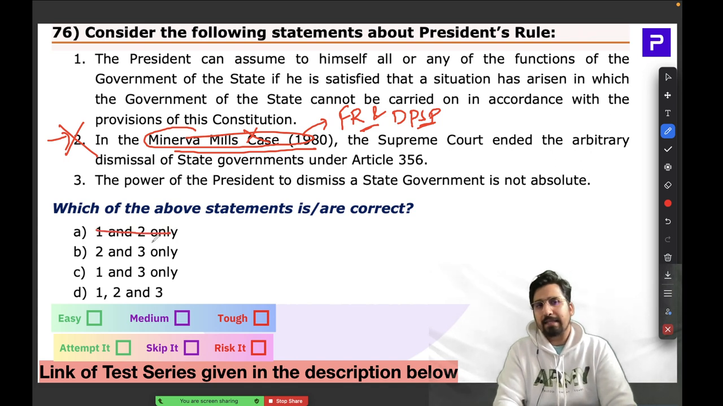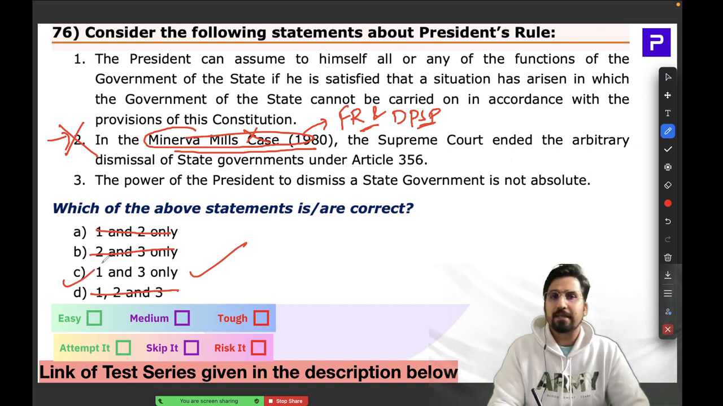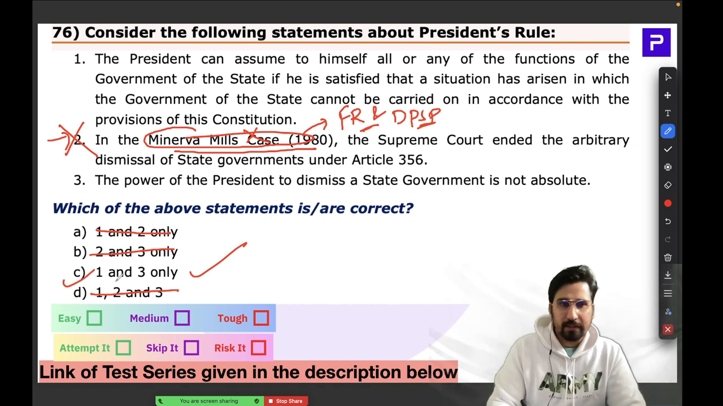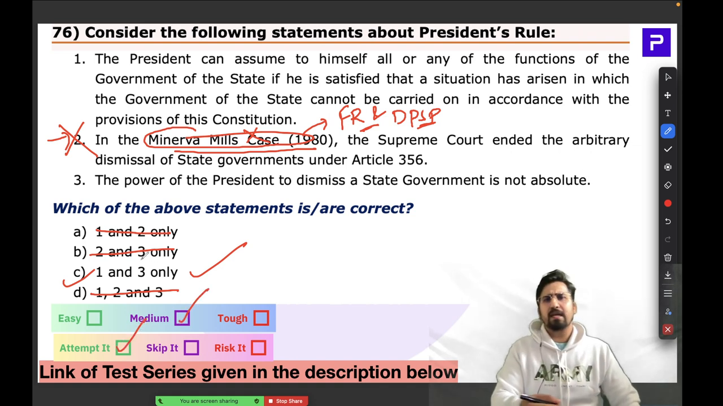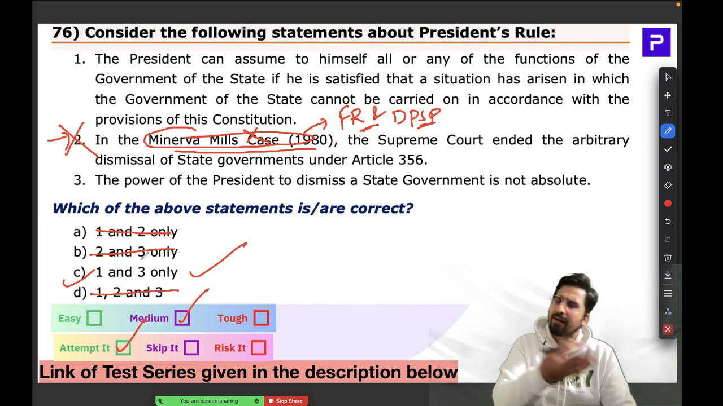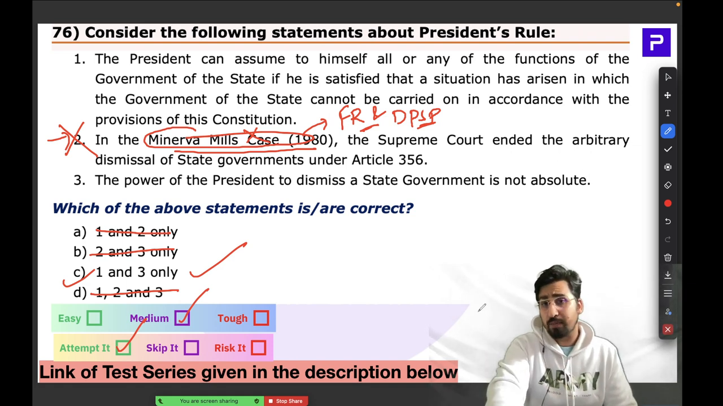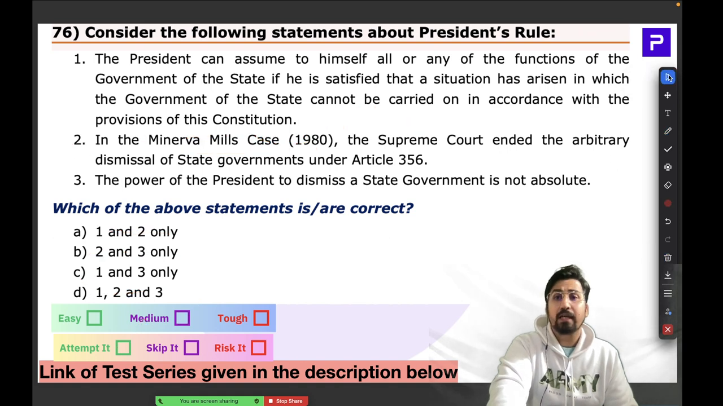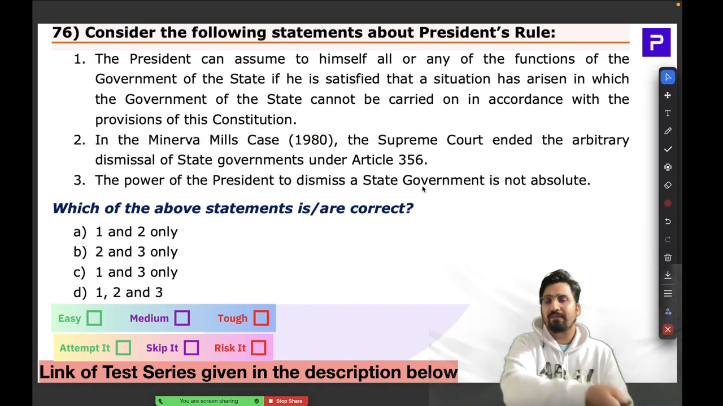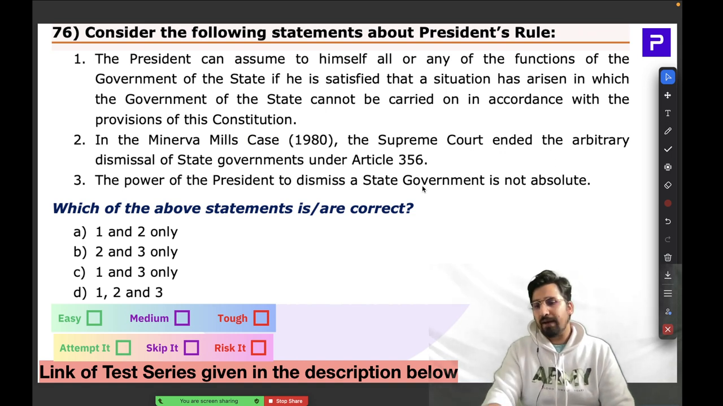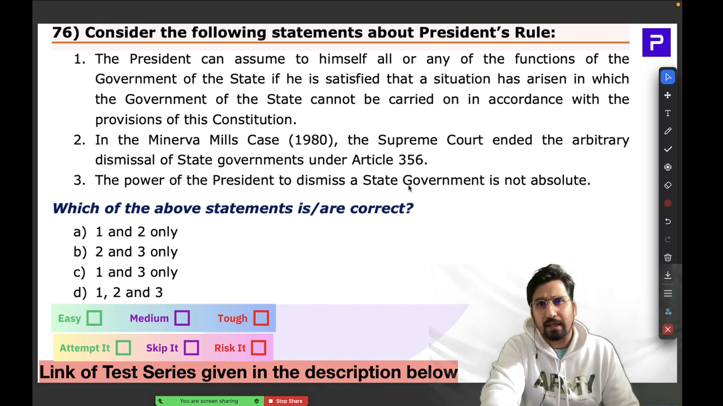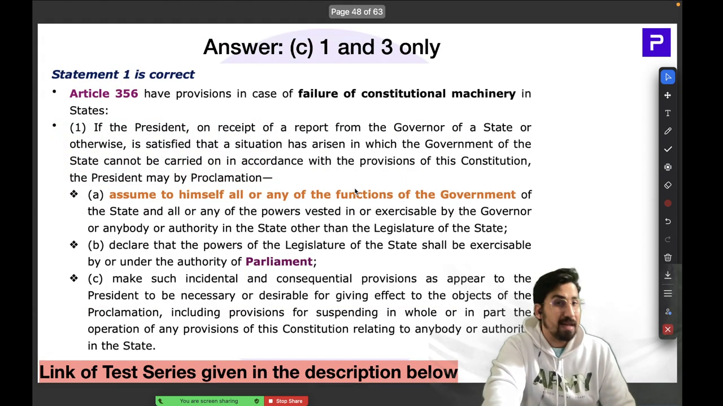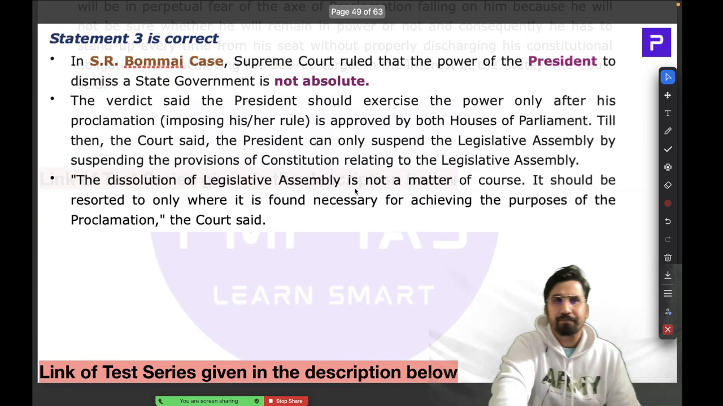If I know this much, I can simply eliminate the statements and by default I'll get the right answer as C, right? So this question, I would say, is a medium one, but something you can attempt, because the Minerva Mill case, Golaknath case, Keshavananda Bharati case are very landmark judgments. And as a UPSC polity student, you must be aware of these landmark judgments. Like we have the SR Bommai case, the Nagarjuna committee, and other important cases like the Indira Sawhney case. These are landmark cases you should be aware of.